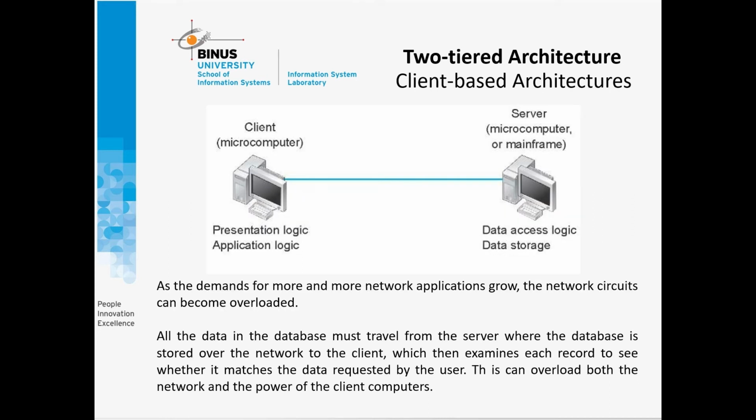The second type of two-tier architecture is client-based architecture. Client-based architecture has two layers, first client and second server. Presentation logic and application logic are on the client, and data access logic and data storage are on the server. As the demands for more and more network applications grow, the network circuits can become overloaded. All the data in the database must travel from the server where the database is stored over the network to the client, which then examines each record to see whether it matches the data requested by the user. This can overload both the network and the power of the client computers.